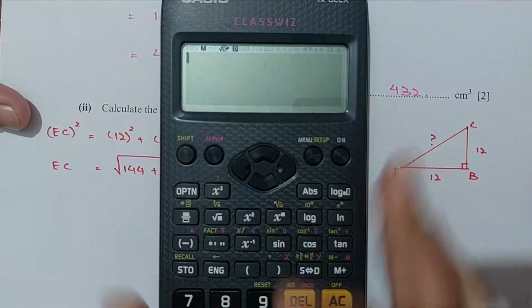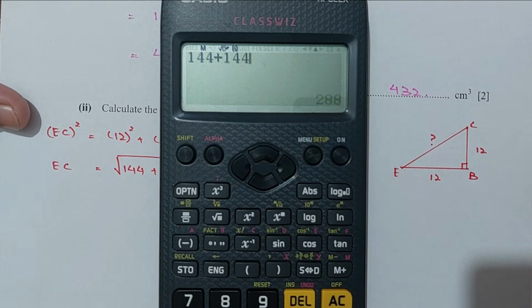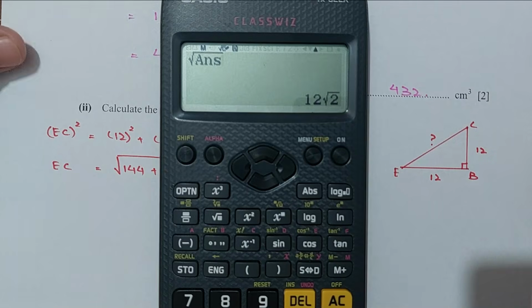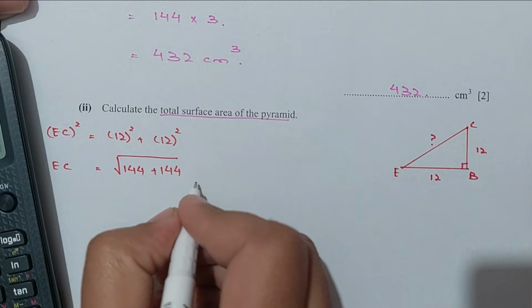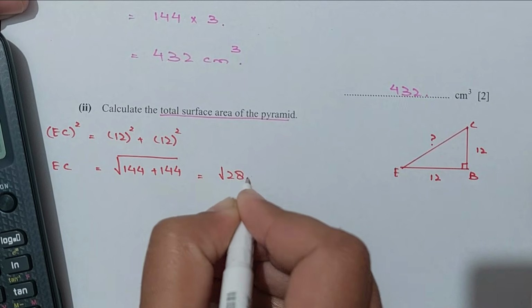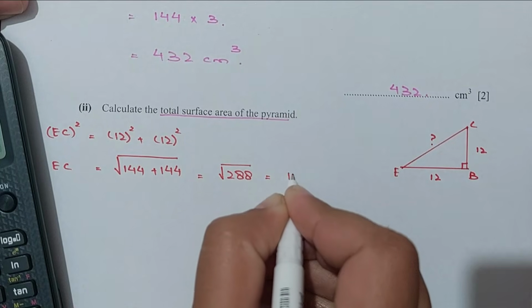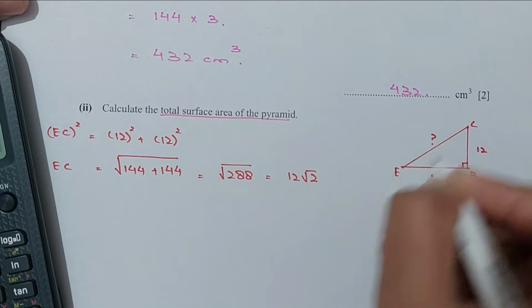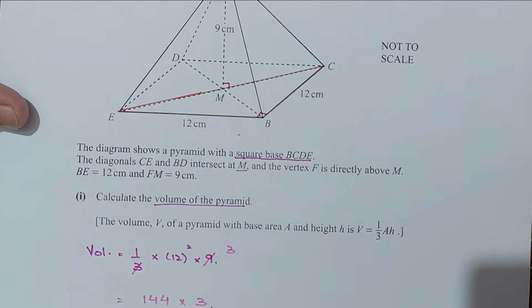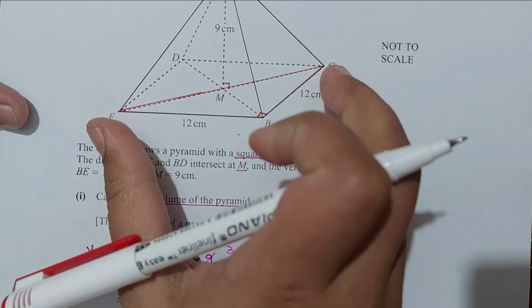144 plus 144 is 288, and the square root of 288 is 12 root 2. E to C is 12 root 2. So we are done with 12 root 2.